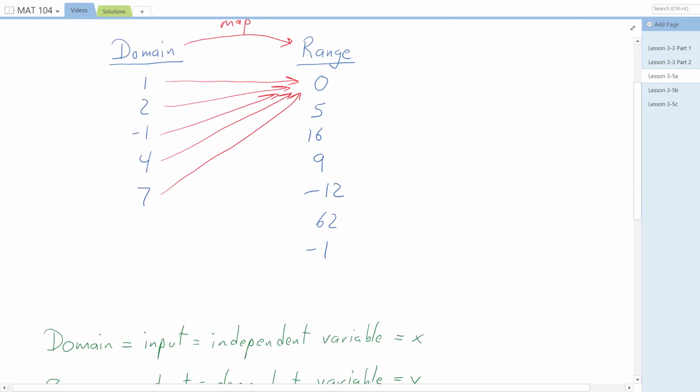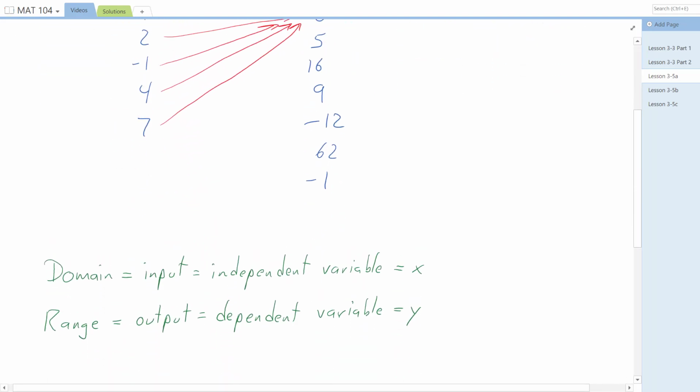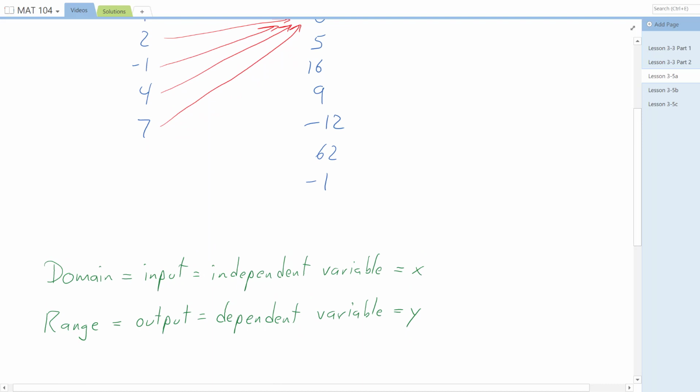Now before we get to functions, let's talk a little bit more about the idea of domain and range. And here at the bottom of the screen, I've written down some synonyms for domain and range. The domain we can think of as the input, because it's the place where we start. We also can think of it as the independent variable. That's a nice math term for it. For a lot of what we do, the domain is also x. The range is therefore the output. We take inputs to outputs, domains to ranges.